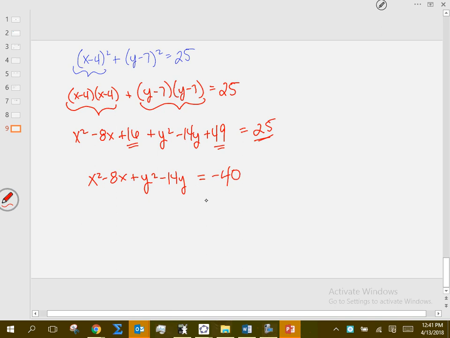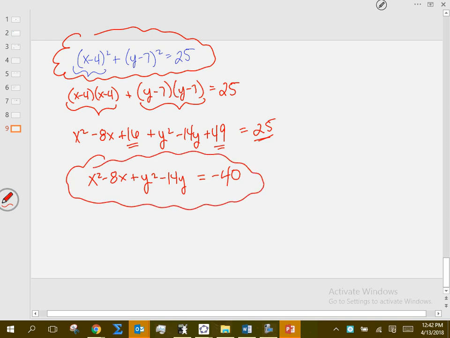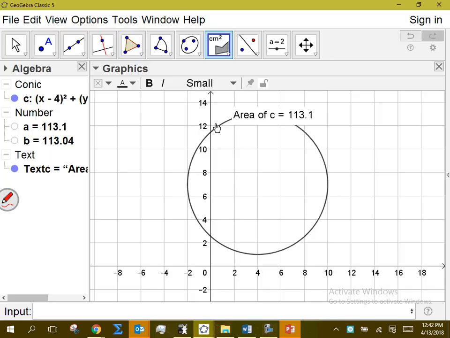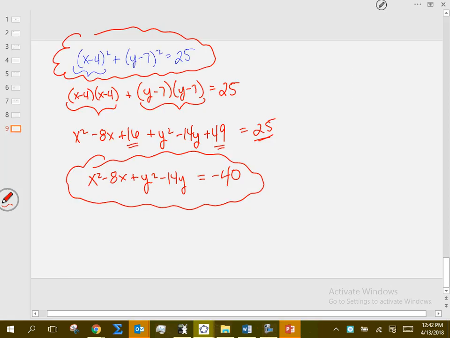And I get that. Does that make sense? That blue equation and this red equation produce the exact same circle. Okay? So I'll give you a minute to write that down, and as you're writing that down, I'll do something over here in GeoGebra real quick.